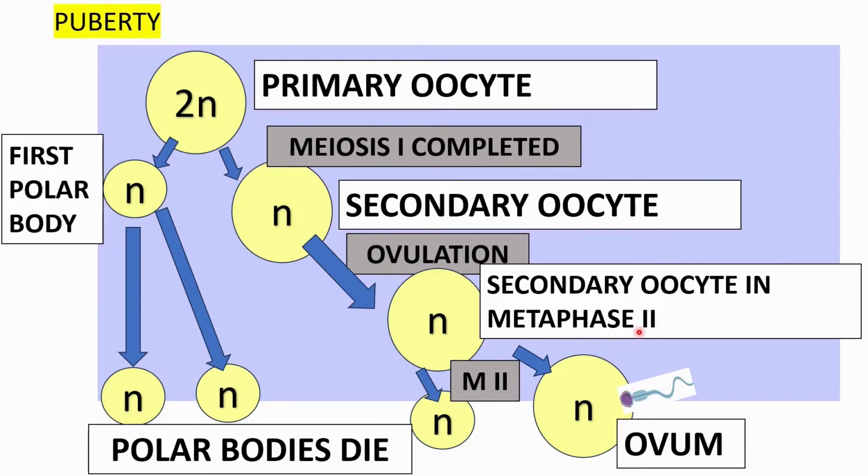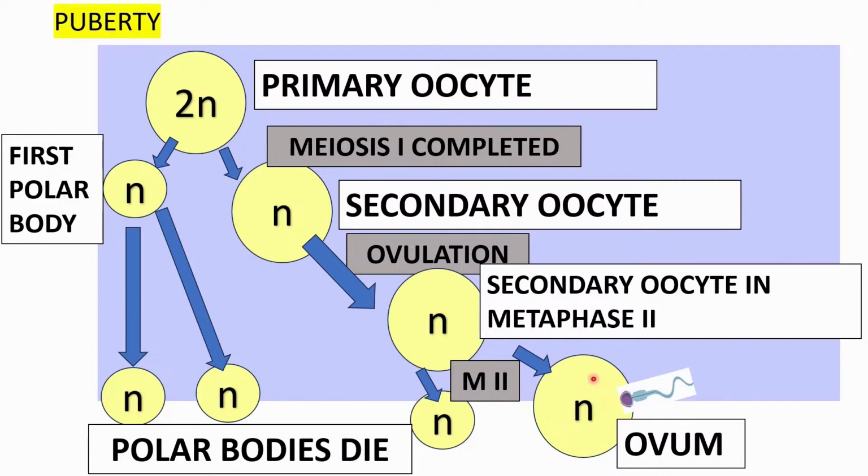And this secondary oocyte is going to remain in metaphase 2 until a sperm penetrates it. When a sperm penetrates the secondary oocyte, meiosis 2 will be complete. When meiosis 2 is complete, the secondary oocyte will divide. Here we have 2 cells: the smaller one will be the second polar body, while the bigger one is our ovum, which is haploid.